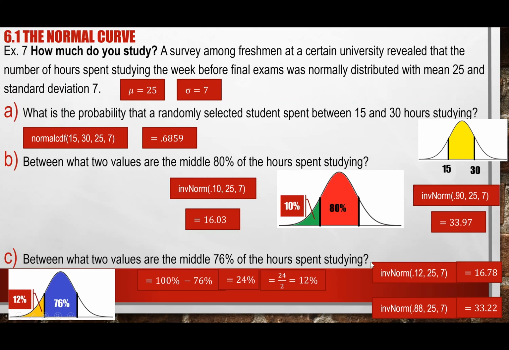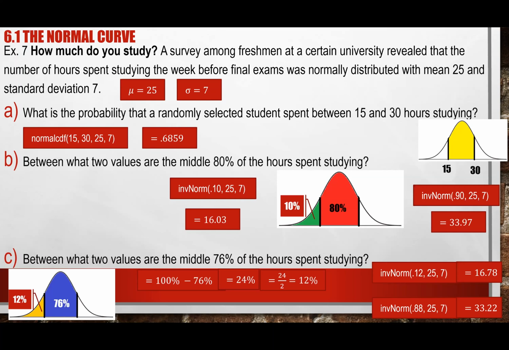Okay. So again, the idea here in terms of chapter 6.1 is you either have to find the probability or you have to find the actual data. If they ask you to find the data, we do the inverse norm. If they ask you to find the probability, we use the normal CDF.